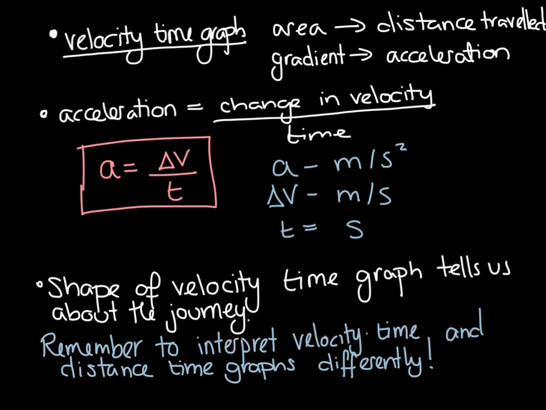Right, so there we have it. We've looked at velocity time graphs. Remember that we can use the area of the velocity time graph to find the distance travelled. We can use the gradient of the velocity time graph to find the acceleration. Acceleration is equal to the change in velocity divided by time. If we write that in symbols, we've got A equals delta V over T. This equation is not given and must be memorised for the exam. The shape of the velocity time graph can tell us about the journey, but remember it tells us different things than for the shape of a distance time graph.